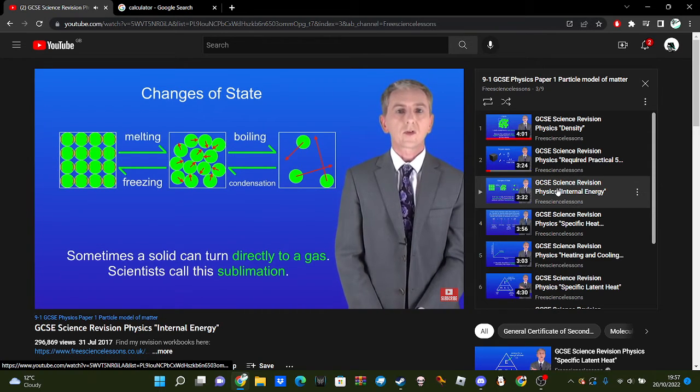Sometimes a solid can turn directly to a gas. For example, carbon dioxide does that at room temperature and pressure. Scientists call that sublimation, and I'm showing that here.